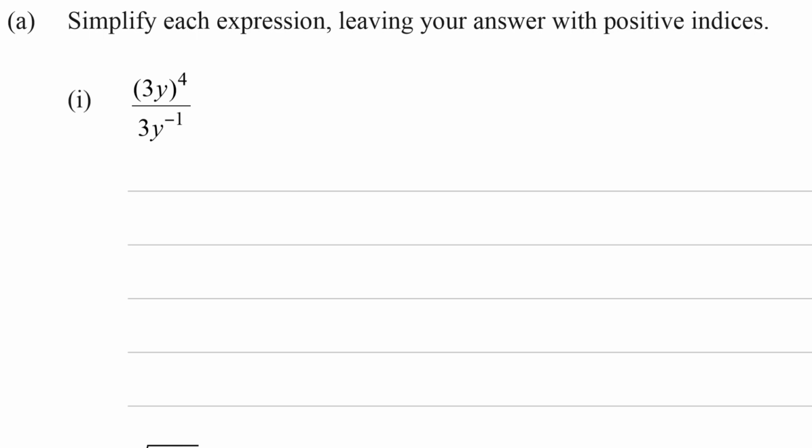Alright, so we have a powers question. This first one is also in a fraction, so we'll need to use our power rules to simplify this. And the question also does specify leaving it with positive indices, so we'll make sure we convert that -1 to a positive number somehow. So let's tackle the numerator first.